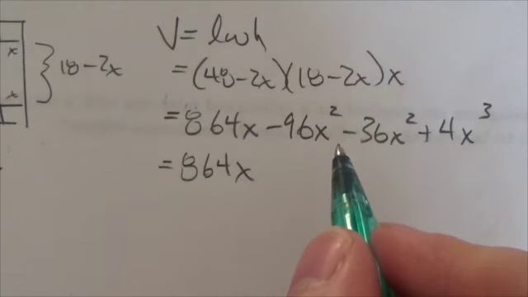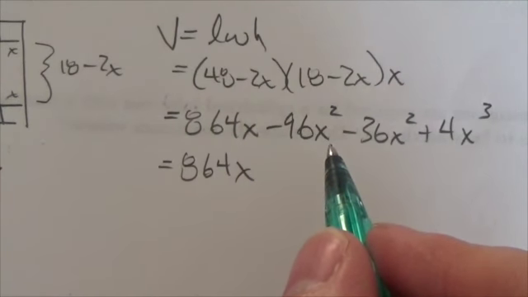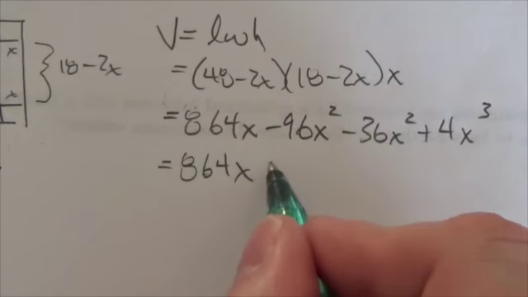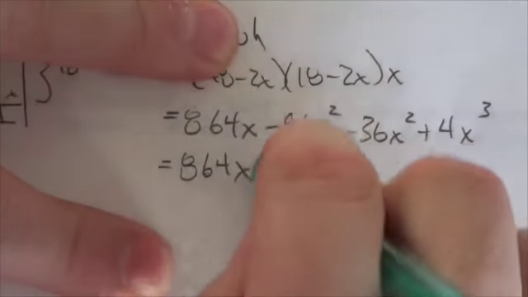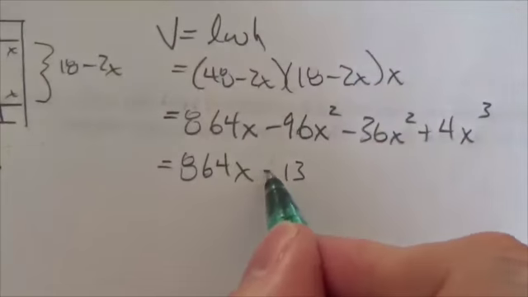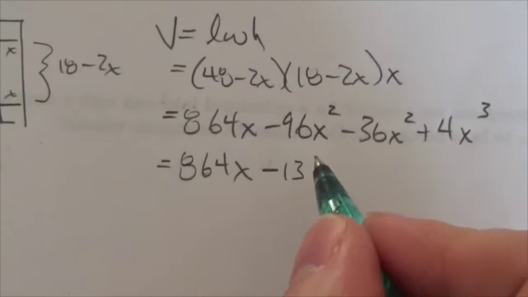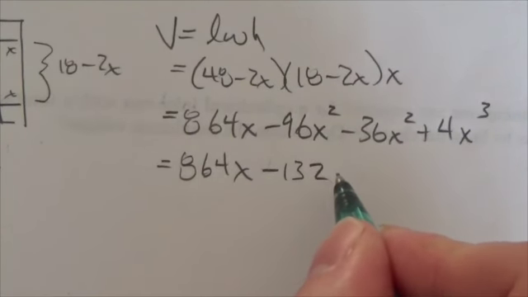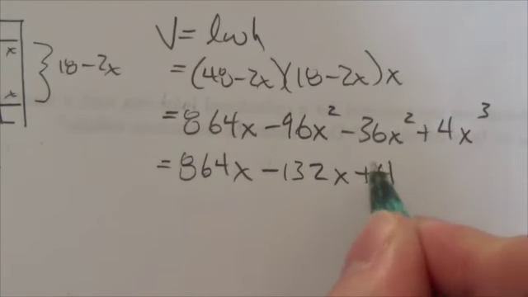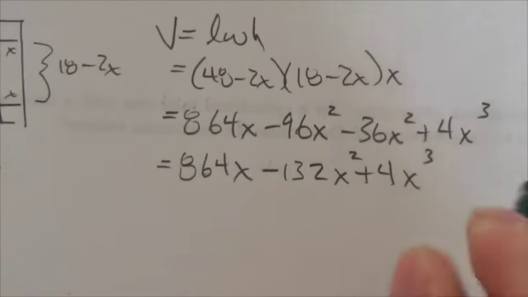And so now putting this all together, 864x, and then 96 and 36. I'm just going to do that on a calculator real quick, because I wanted to make sure I didn't make a mistake, and then I still put down the wrong sign. So it's going to be minus 132x squared plus 4x cubed.